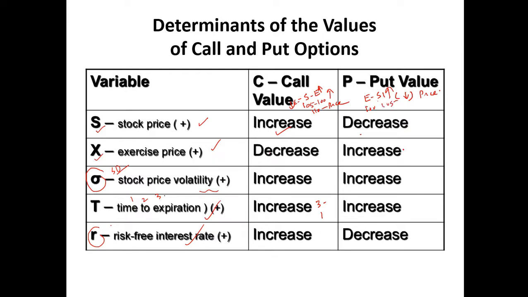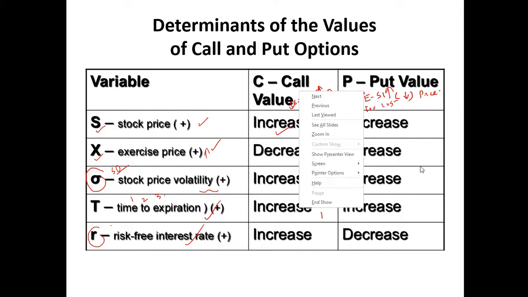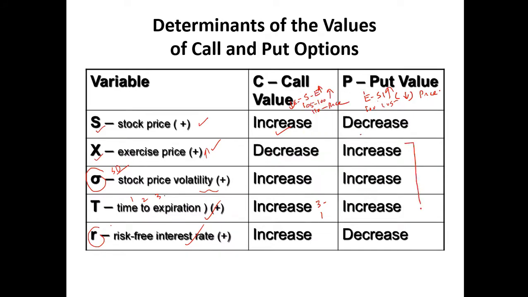Other things, like when the exercise price increases, increase the value of the put option. Please keep in mind that when I am saying this, I am holding all these other variables constant. If I am talking about one variable, I am holding the others as constant. So do not think that I am varying these simultaneously.